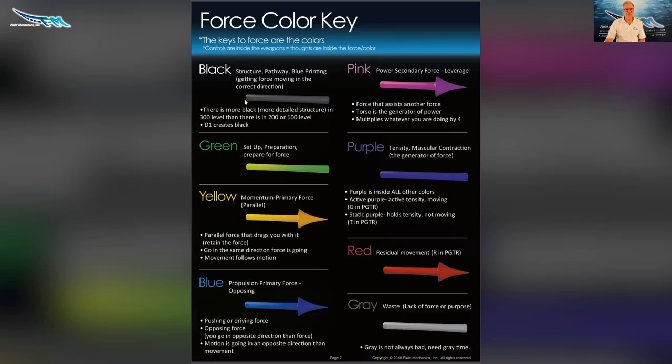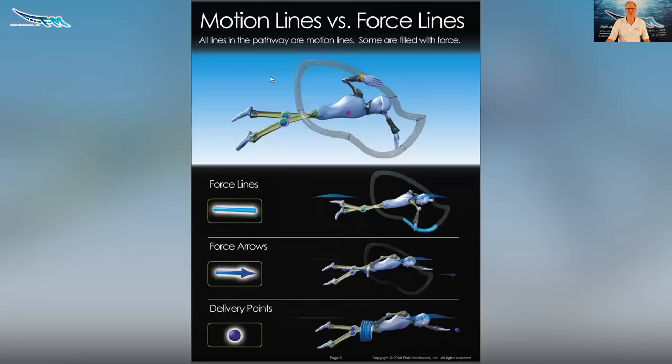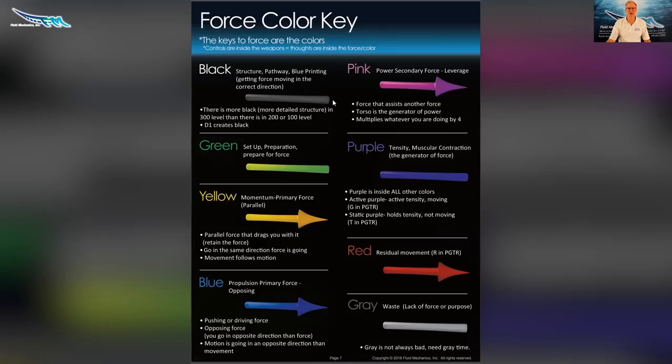So let's start off with the first one up on the left here, black. Now that's structure or the pathway, which we're just looking at. So if we go back here, you can see the structure, the pathway on the swimmer. So right, that's that glass, right? And these are the black lines of structure. It's also called blueprinting. So getting force moving in the correct direction, that's what this is doing. It's putting you in this tube basically where you want to deliver that pathway.